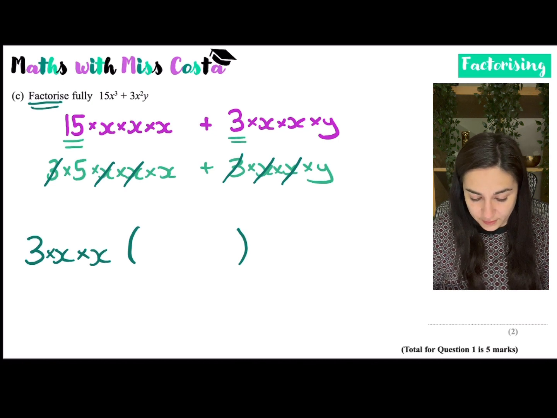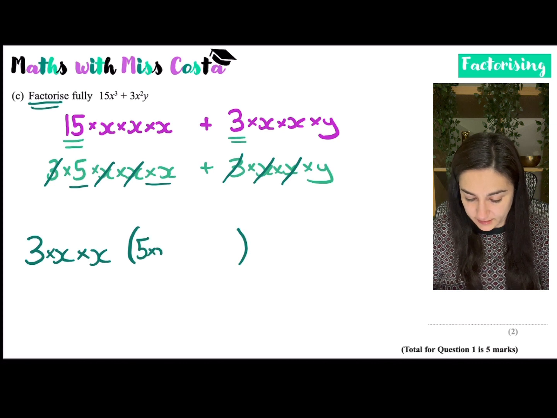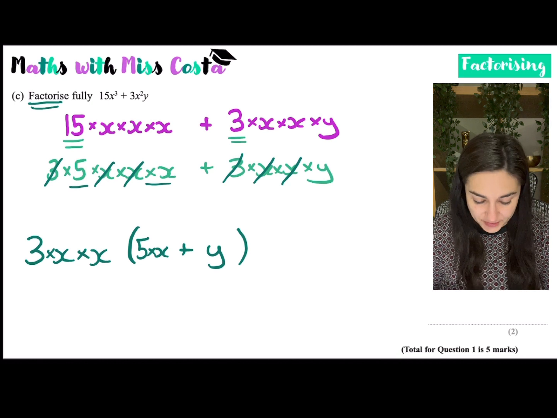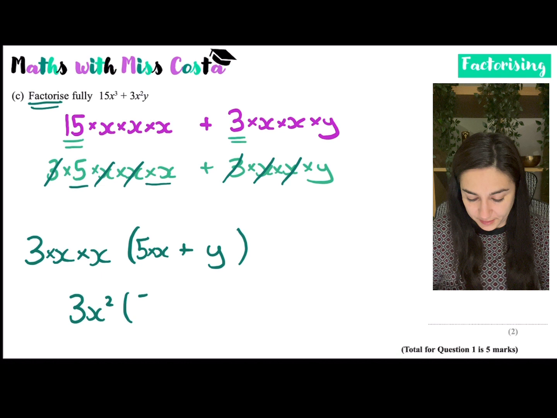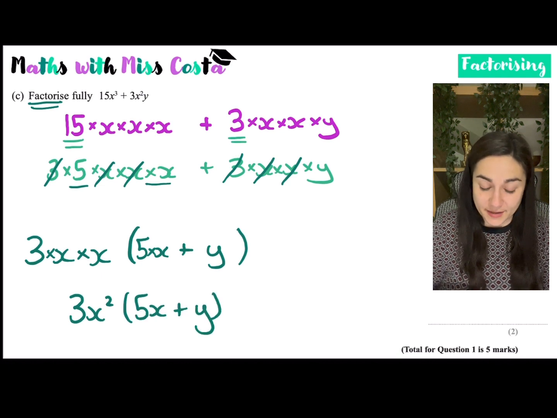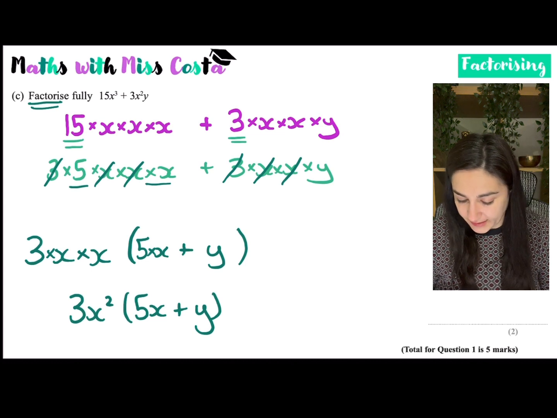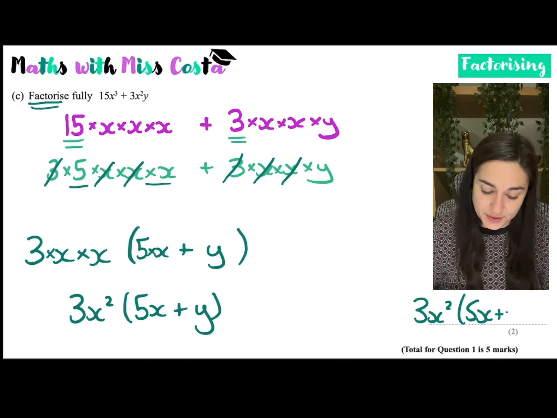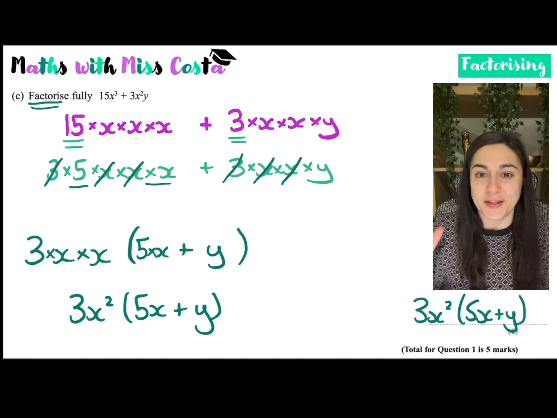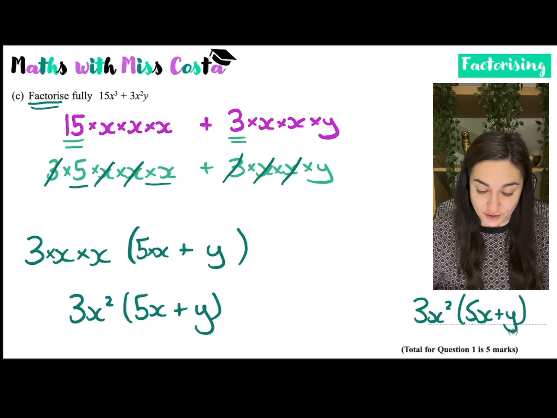Then all I'm left with for the first term is 5 times x plus y. Now what I want to do is simplify that. So that would be 3x squared, brackets, 5x plus y. So I've pulled out the largest common factor from both of the terms, and that's how I'd do this question. Obviously I've broken it down into lots of detail. You can also just do it really quickly just by knowing that x squared is the largest factor, but this is how you do it if you struggle with this question.